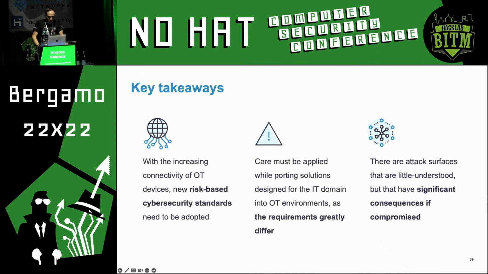And finally, an evergreen. There are attack surfaces that are little understood, but that have significant consequences if compromised. This presentation demonstrates once again that it is important to evaluate the entire attack surface and never focus only on specific parts, overlooking others. You could have applied the strictest security measures ever on the host, but this would have been completely useless due to a tiny chip embedded in your motherboard that maybe you did not even know existed. Everything is important in security.